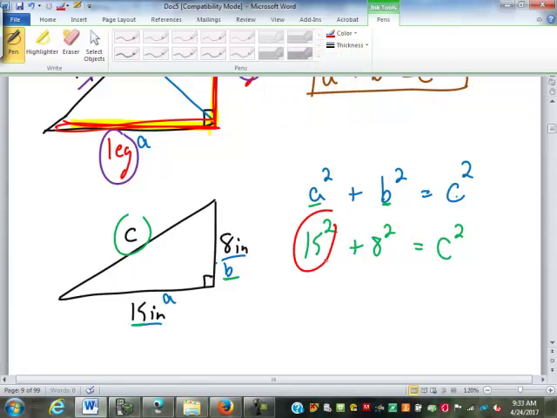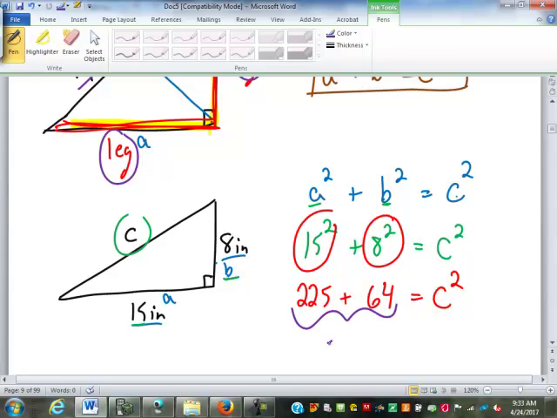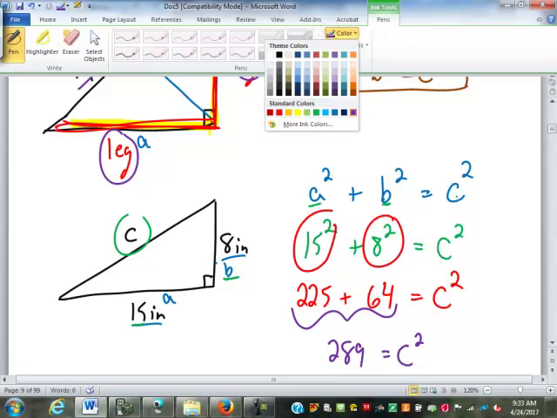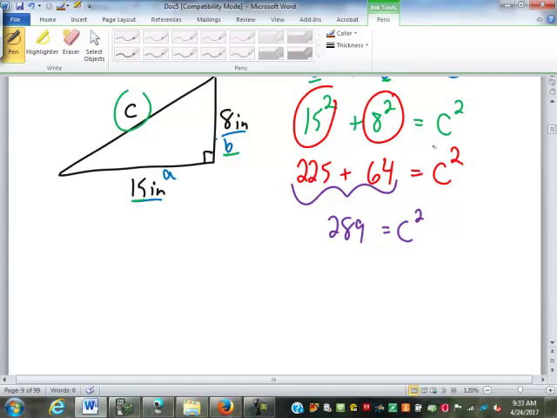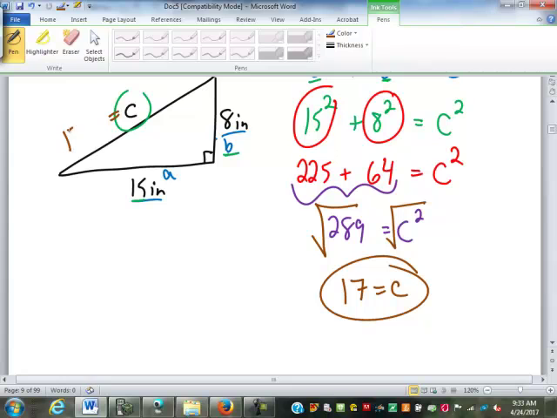15 squared is 225. 8 squared is 64. Now I have to add those together. 225 and 64 is 289. So what I have here is C squared equals 289. And while we just talked about those inverses, how do we reverse a squared? Square root. So the square root of C squared is C. The square root of 289 is 17. So side C here is 17.